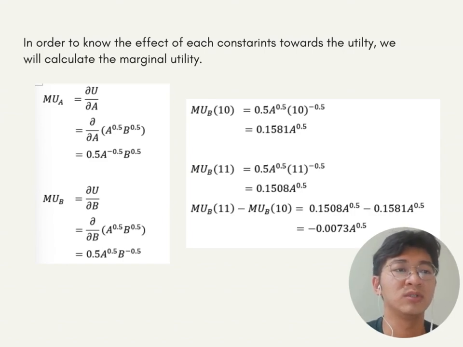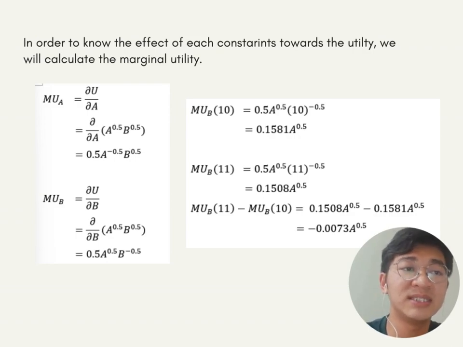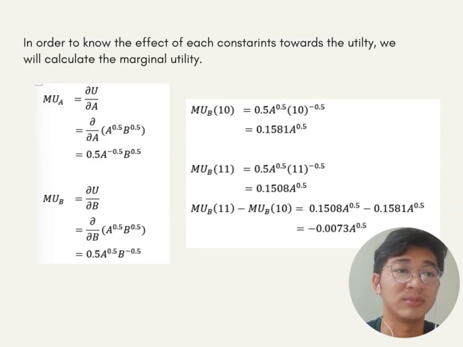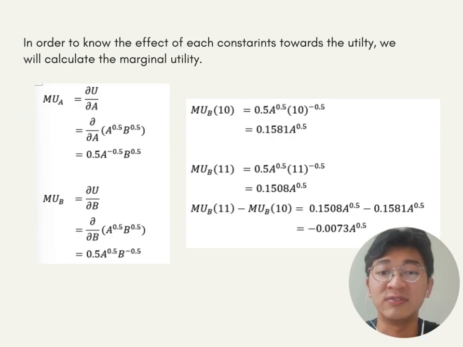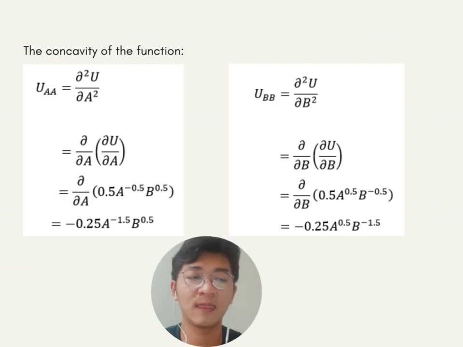We will substitute 10 and 11 inside, which means that we need to calculate the rate of change of utility while the price increases from 10 to 11. And we found that the total is negative 0.0073 A to the power 0.5, which shows a negative relationship, meaning that if we increase our price, then the utility we gain is lower.